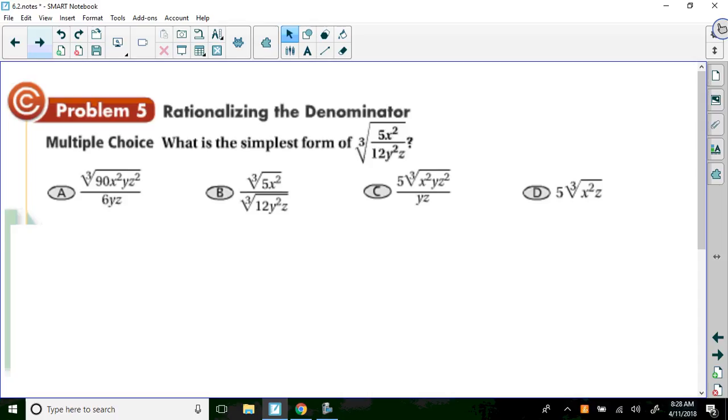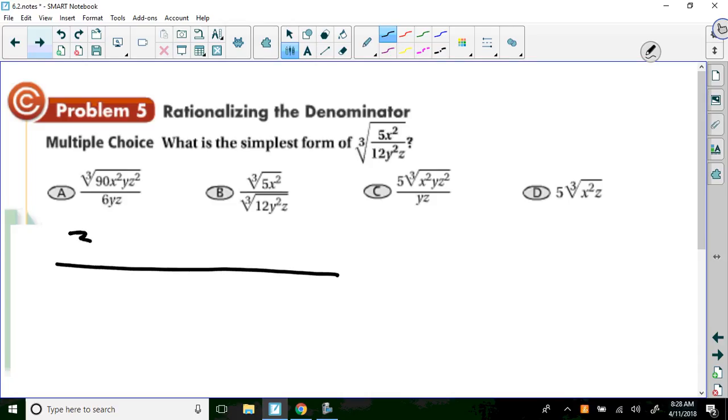Wow. I have no clue where to start. 5/12 doesn't simplify, does it? X up top doesn't have any X's in the bottom, does it? Dang it. Y squared in the bottom doesn't have anything in the top, and Z in the bottom doesn't have anything in the top. What I'm going to do is I'm going to keep them separated. Sometimes you got to keep them separated.